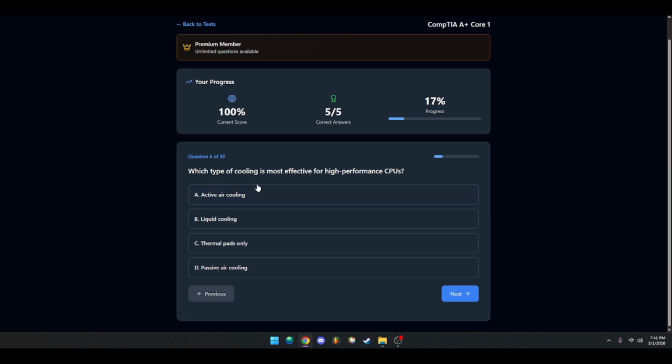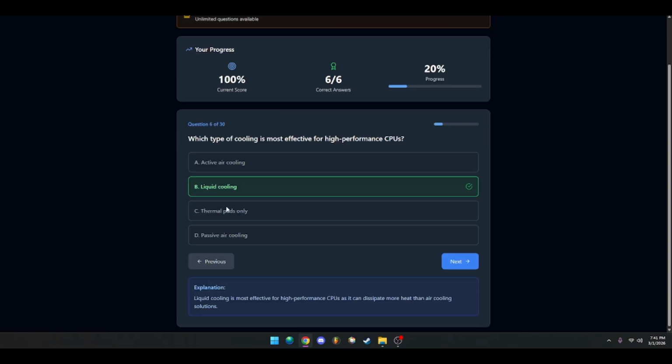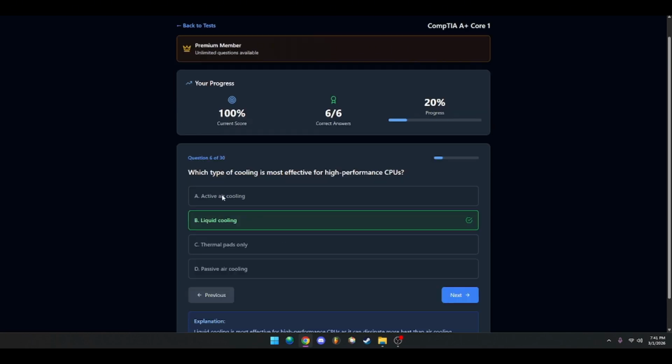Question number 6. Which type of cooling is most effective for high performance CPUs? I'll give you guys a second to think about it. And the answer would be B, liquid cooling. Thermal pads only won't do anything to cool your computer. Passive air cooling is not sufficient. Active air cooling is perfectly fine for most applications, but for high performance CPUs, you want liquid cooling as the most effective at dissipating heat from the CPU.